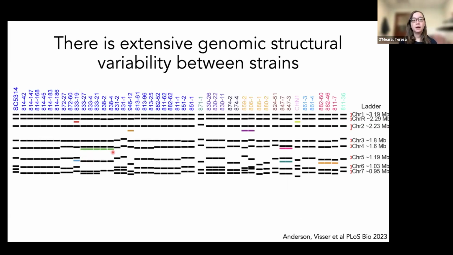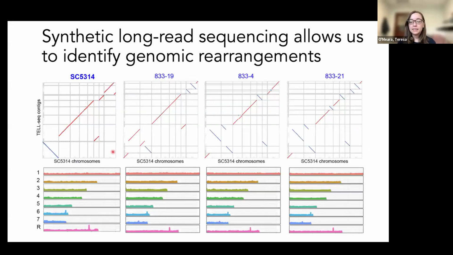Because we had sequenced the strains using a modified synthetic long-read sequencing, we're able to identify some of these genomic rearrangements. We don't see a huge amount of aneuploidy in these strains, but we do see that not all of the chromosomes that we know from SC5314 are matched when we make our contigs using the TELL-seq synthetic long-read sequencing. And I want to show you here the different chromosomes with the TELL-seq pipeline with our SC5314, just to say that we can reassemble most of the contigs that we were expecting to see.